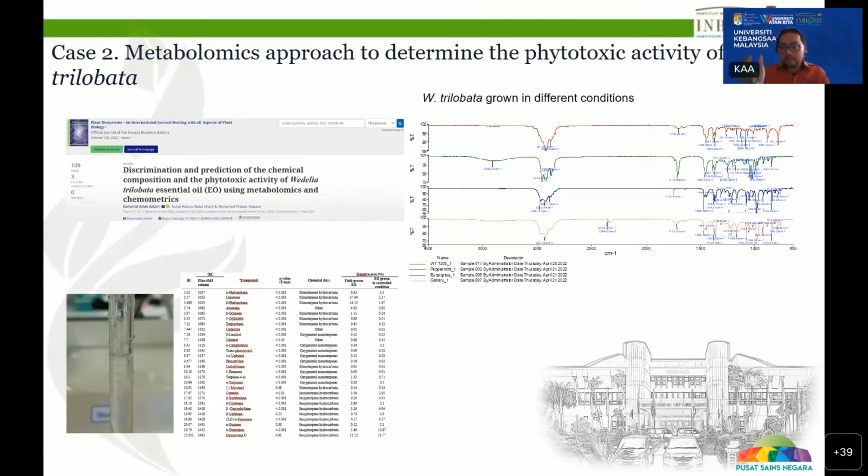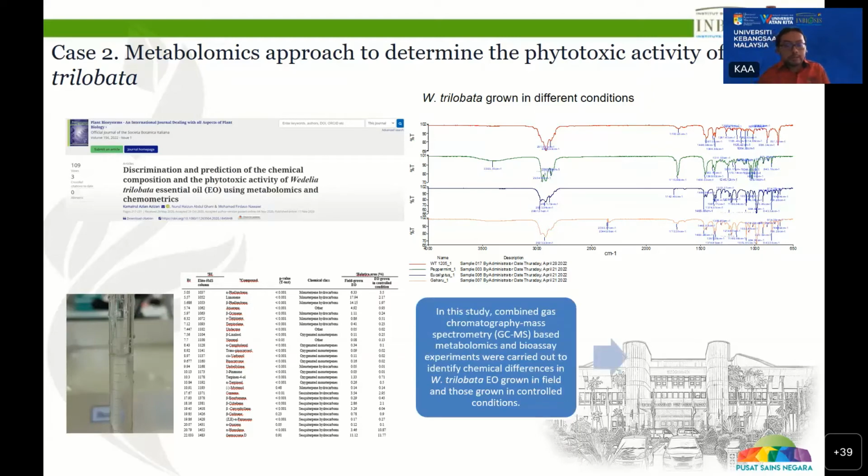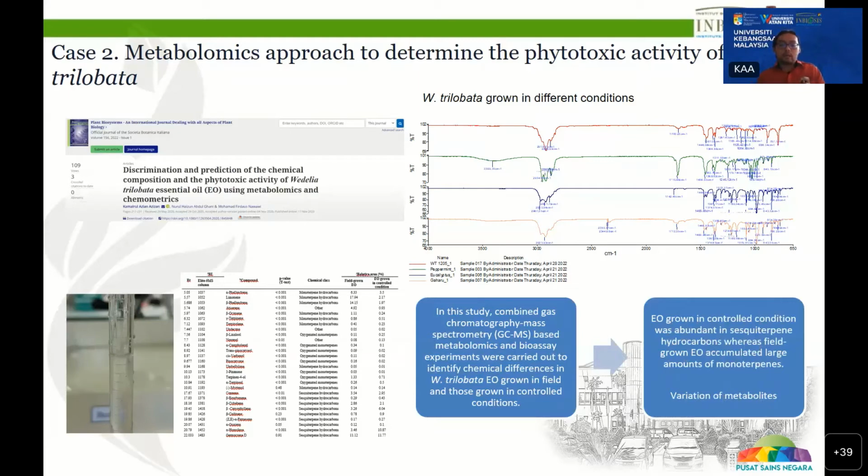We found quite interesting peaks or regions when we compared with other commercially available essential oils, such as cinnamon, eucalyptus, etc. So here again, we tried to compare what the metabolites are that change when we cultivate this plant in different conditions. So from here, we found out that when the plant grows in the controlled conditions, the sesquiterpene hydrocarbons increase, whereas the essential oil that we obtained from plants grown in field conditions has a large amount of monoterpenes. So from here we can see there are strong variations of metabolites.